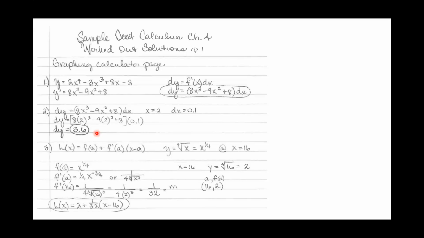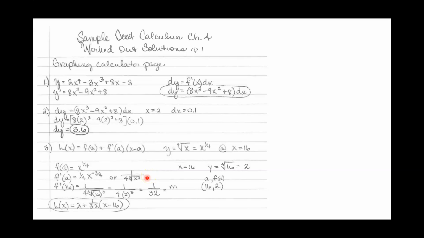Number 3, they ask us to find the linear approximation for y is equal to the 4th root of x at x is equal to 16. So I'm going to rewrite that as x to the 1/4 so that it's easier to take the derivative. So if I have x to the 1/4, then the derivative of that would be 1/4 x to the negative 3/4, and that would be the same thing as 1/4, and then you can see our x to the 3/4 down here in the denominator since it was negative.